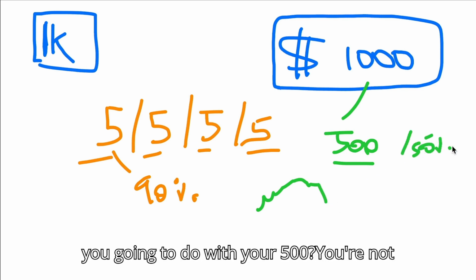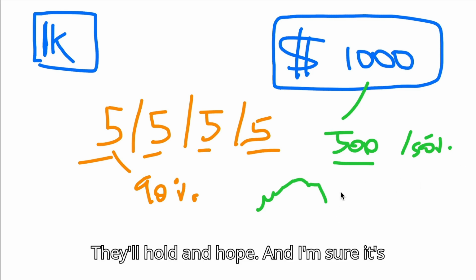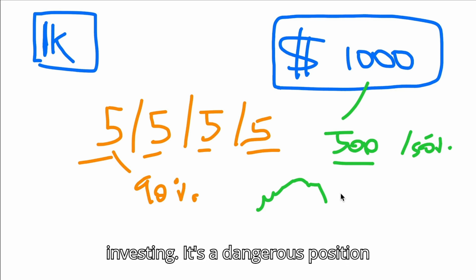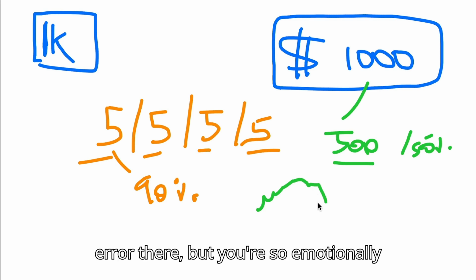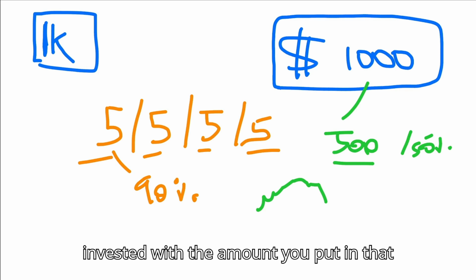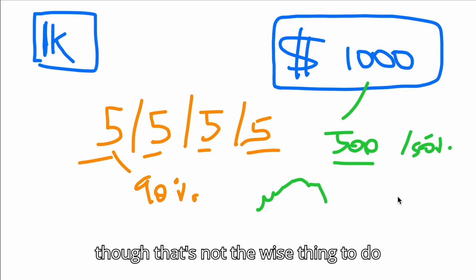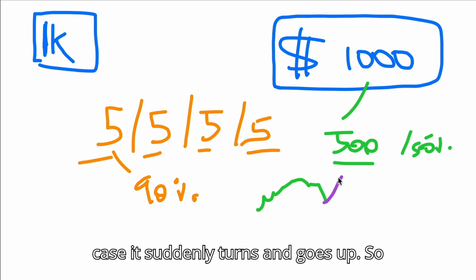What are you going to do with your 500? You're not going to sell it. Most people won't. They'll hold and hope. And I'm sure it's happened to you before in any type of investing. It's a dangerous position because you've made a massive error there, but you're so emotionally invested with the amount you put in that you're willing to hold the loss, even though that's not the wise thing to do. And you don't want to regret it in case it suddenly turns and goes up.